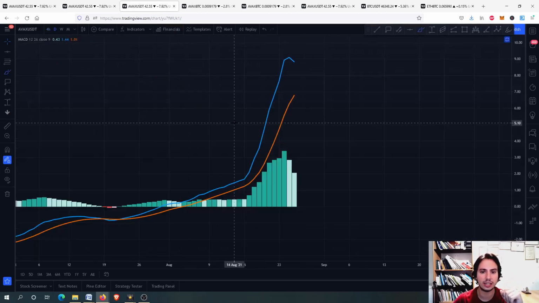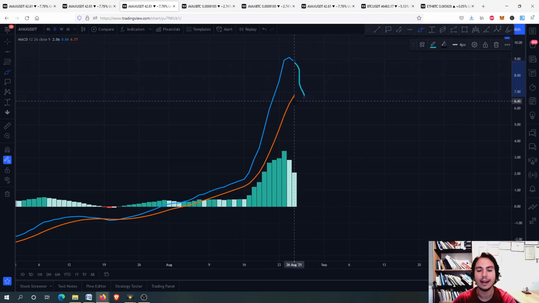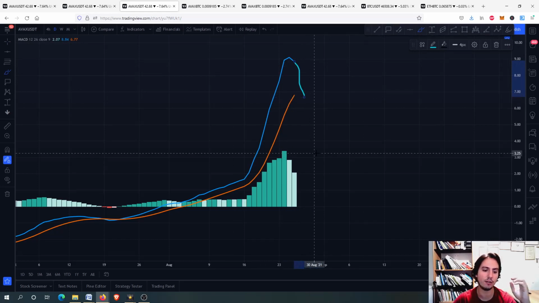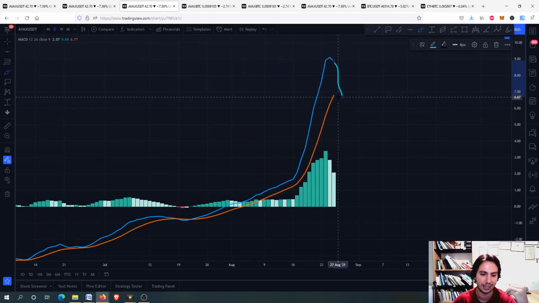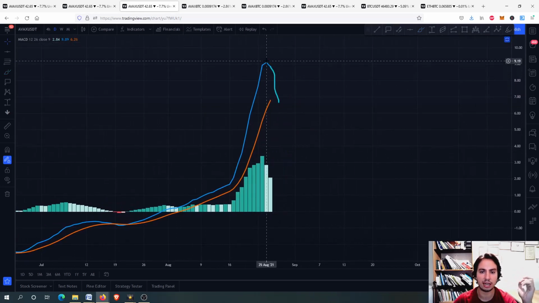So let's go to the daily frame. On the daily frame, you can see that on the MACD, we have this angle right here on the blue line going down, and eventually it might cross down the signal line, the orange line. And if we have a bearish cross, that doesn't mean we are going all the way down, but it will surely mean that we will lose some support levels and therefore we might be going down as well.